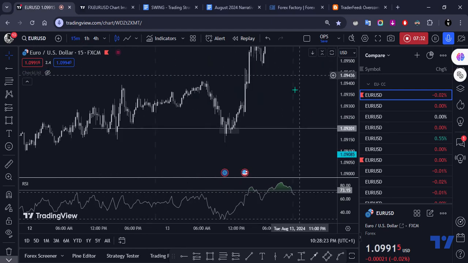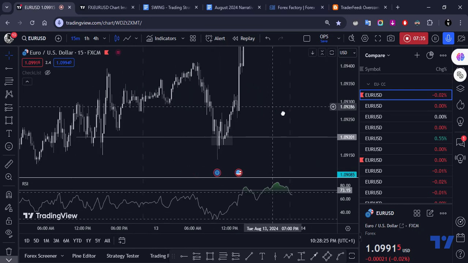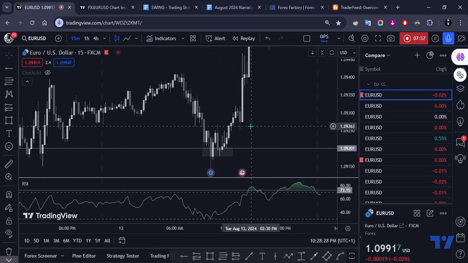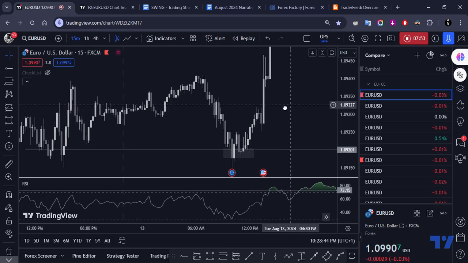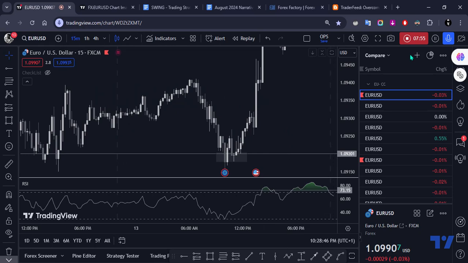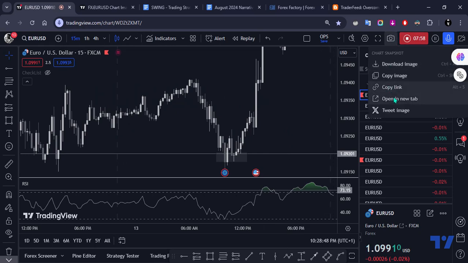So let's zoom in on what exactly happened here. The first bounce, then the second one here. First bounce and second one here. The price skyrockets from there, and that happened around a level. So let's take this first screenshot.